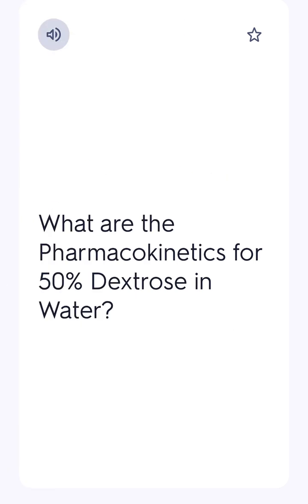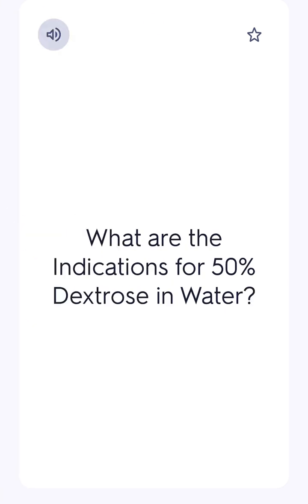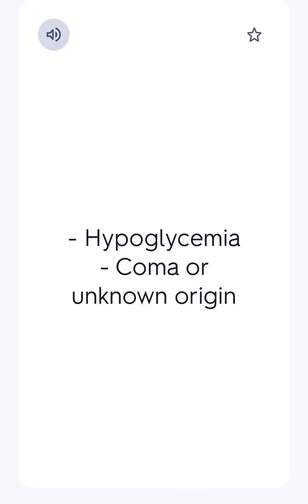What are the pharmacokinetics for 50% dextrose in water? Onset, less than 1 minute. Peak effects, variable. Duration, variable. Half-life, N/A. What are the indications for 50% dextrose in water? Hypoglycemia, coma of unknown origin.